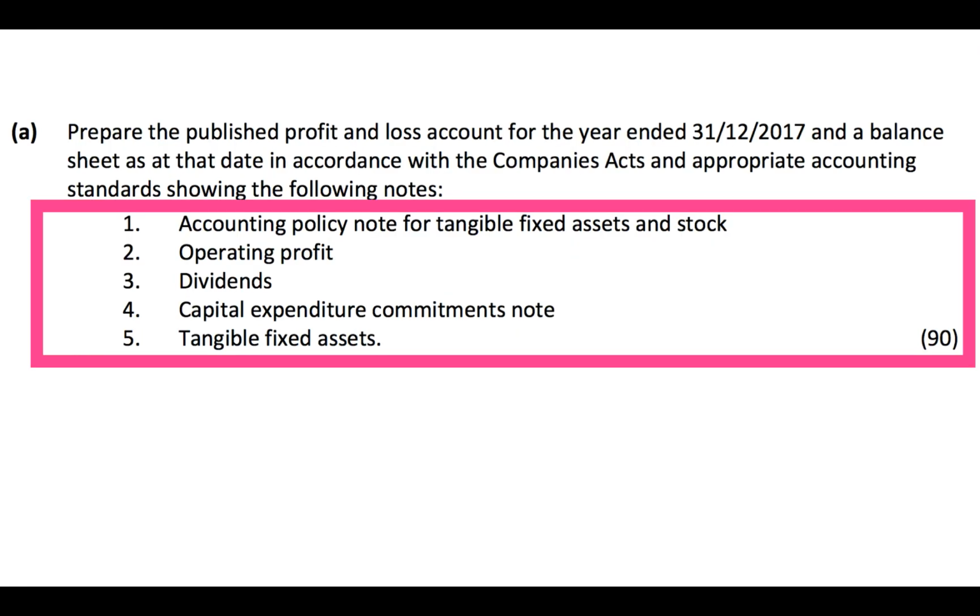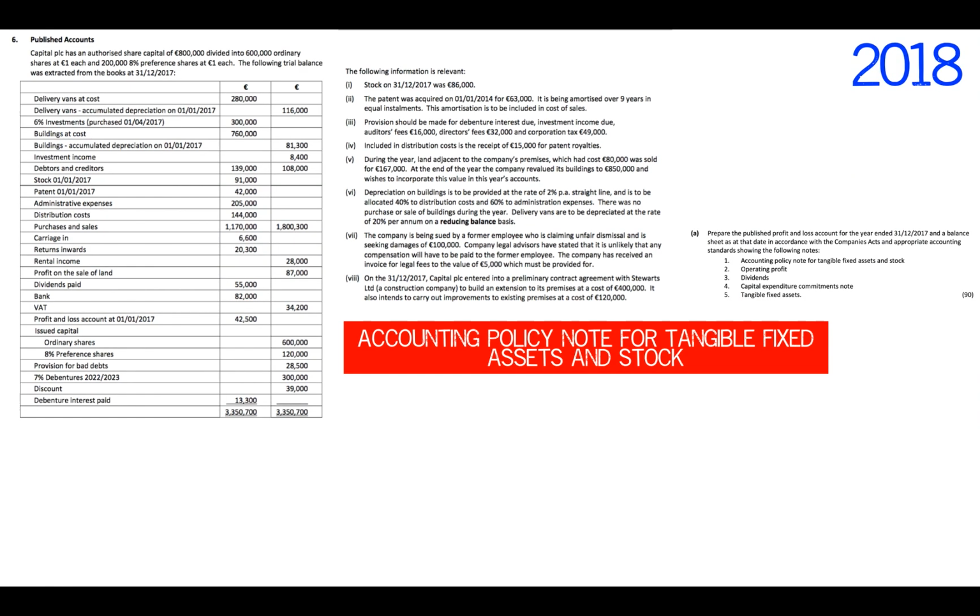All right. So the notes there that we're looking for was note 1, accounting policy note for tangible fixed assets and stock, note 2, operating profit, note 3, dividends, note 4, capital expenditure commitments note, and note 5, tangible fixed assets. So you need to learn off these layouts, all right? So have a look at the video on the notes for published accounts if you don't know them yet.